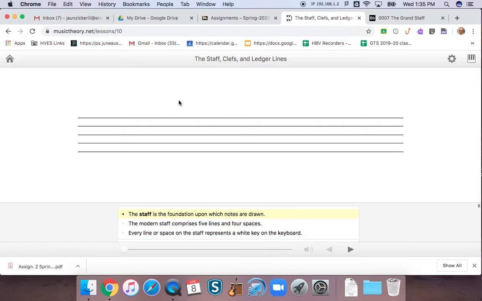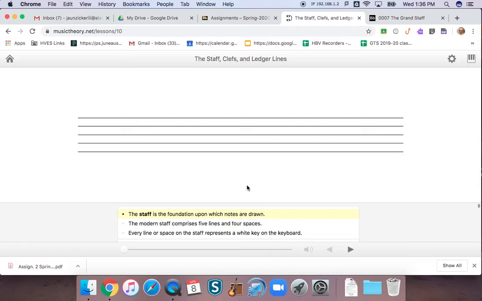On a side note, if you can already read music or have some other basic understanding of it, and this isn't new information for you, then I encourage you to just listen to how I teach it. Maybe it'll give you some new ideas or new ways of looking at music. Okay, so this is our staff. This is our template of music notation, and it's made of lines and spaces. As you can see down here, it says the staff is the foundation upon which notes are drawn. So it's like the graph paper that we put our notes on.